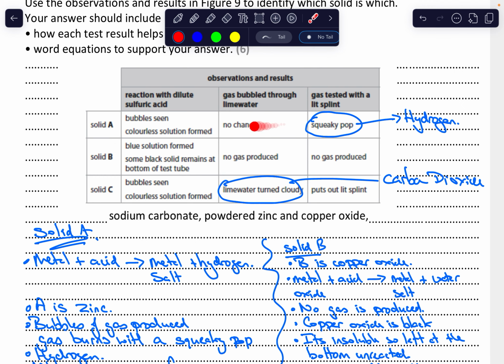So this reaction here, one of these chemicals that makes hydrogen when it reacts with acids is a metal. So I have got a metal plus acid makes a metal salt and hydrogen. So that means that A must be zinc from the list of chemicals.